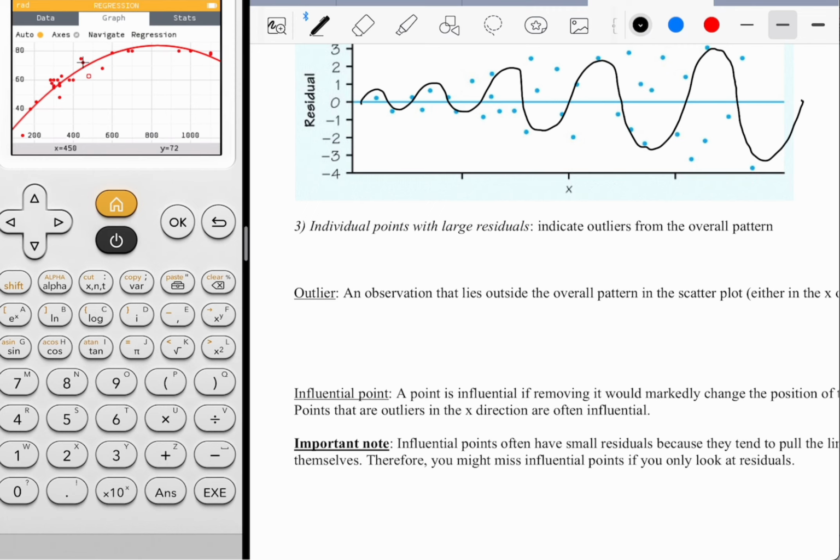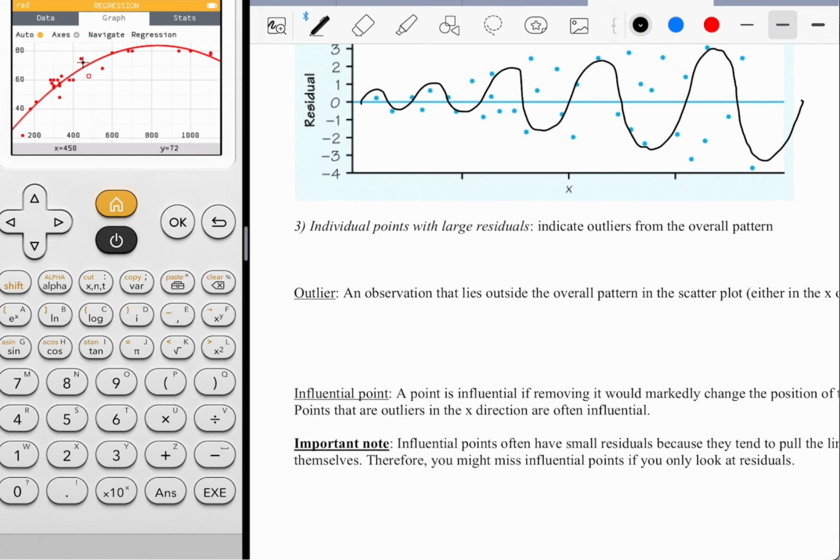An outlier can be... use a term in its own definition. So some weird point floating out there in space, but remember, you're working in 2 dimensions. It could be floating high, floating low, or maybe floating east or west. So if it's east or west, then it's going to be an influential point. If it's north-south, then it's going to be just an outlier.